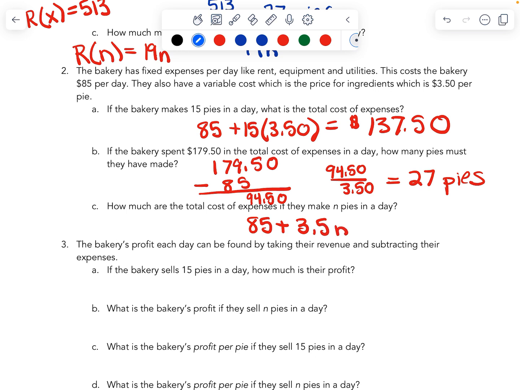And again, we could use that function notation. This is the expense for 15 pies. The expense for how many pies was $179.50. And this would be the expense for X pies, or N, whatever variable you wanted to use.